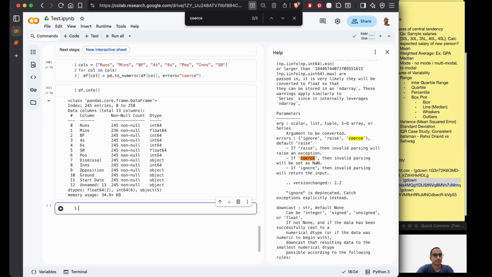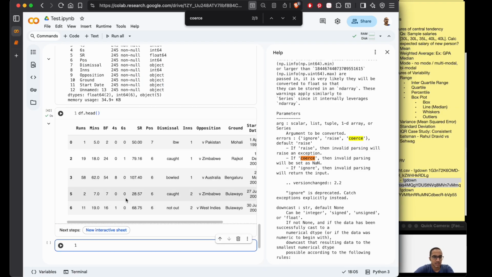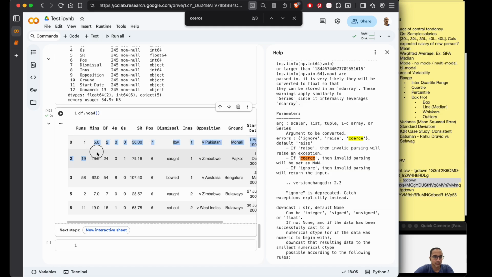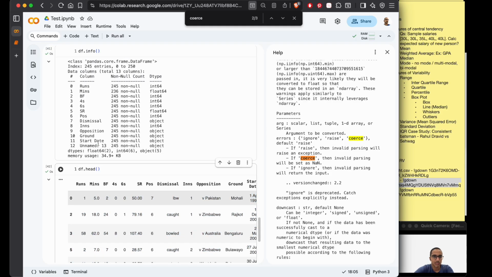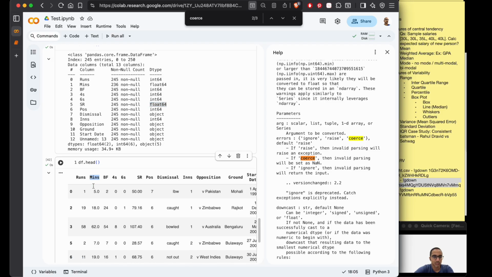Df dot, we already have the data ready. Although we want it in ints. I guess we can convert that one thing to ints, and the rest of them look pretty fine actually. This is the float value, which is the SR. SR should be float, but mins should not be float.